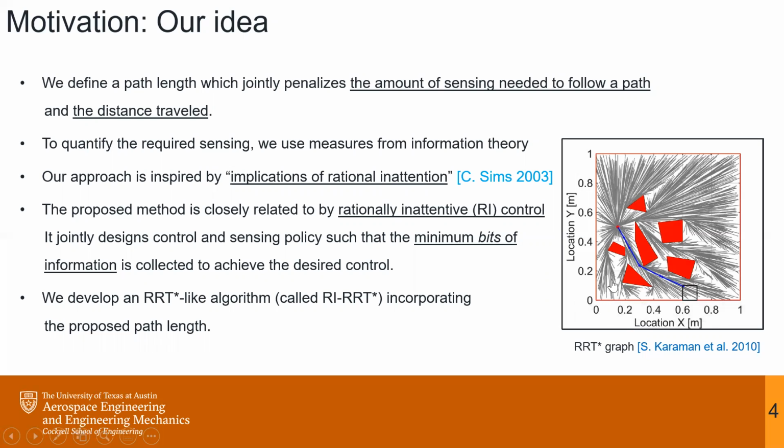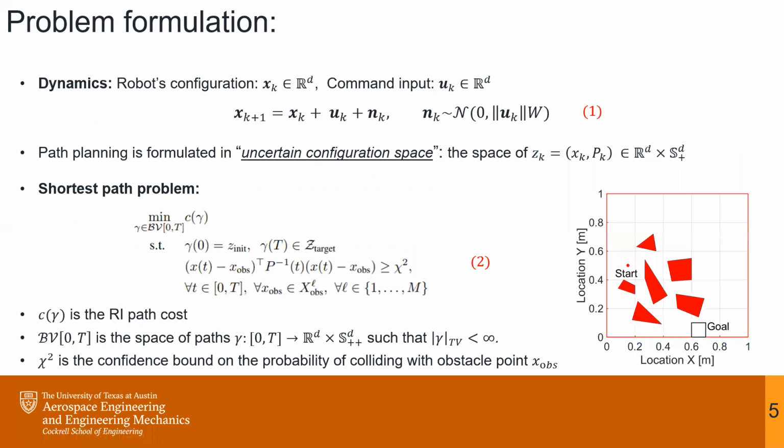We use the body of literature around rapidly exploring random trees and develop an RRT star-like algorithm incorporating our proposed path lengths. The proposed algorithm is called RI-RRT star. In this research, we assume the robot's dynamics are governed by the linear equation 1, where the robot's configuration is X and U is the control input.